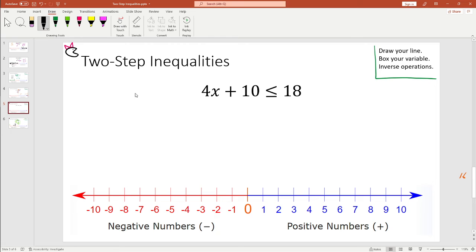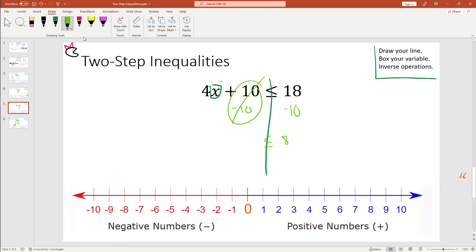Let's just do another one real quick. Again, box our variable, draw a line down our symbol. I can clean that up a little bit. And let's just do our inverse operations again. If I see this plus 10, hopefully the first thing I think of is minus 10, because 10 minus 10 is 0. Let's subtract 10 on this side as well. So I get 8 over here.